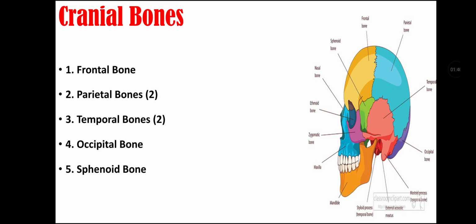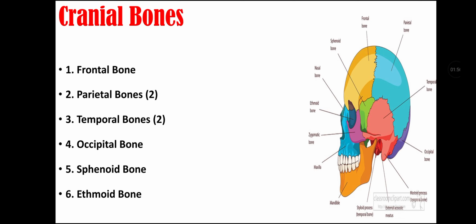Next we have sphenoid bone. You can see in diagram the green color bone is the sphenoid bone. In the lateral side, along with the temporal bone, it is located. Next we have ethmoid bone. Ethmoid bone is slightly visible in this diagram and it is unpaired bone.